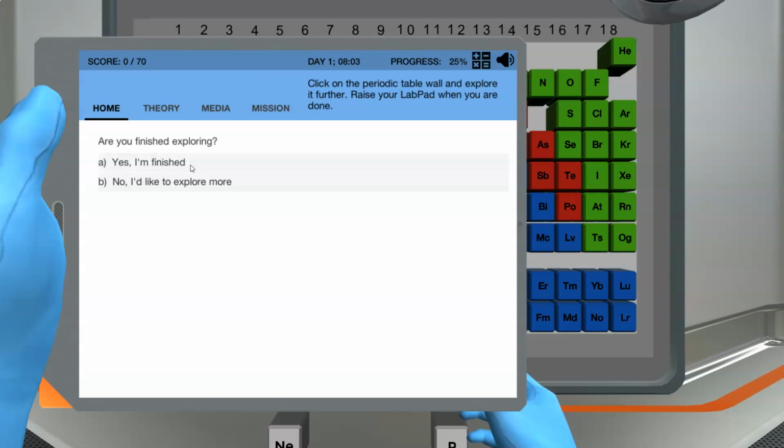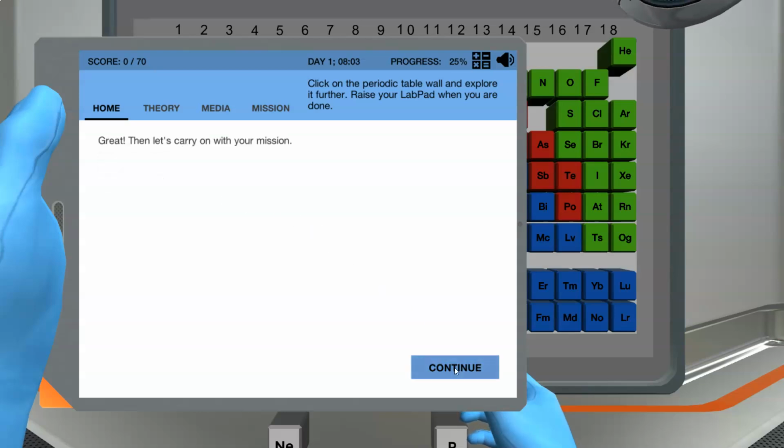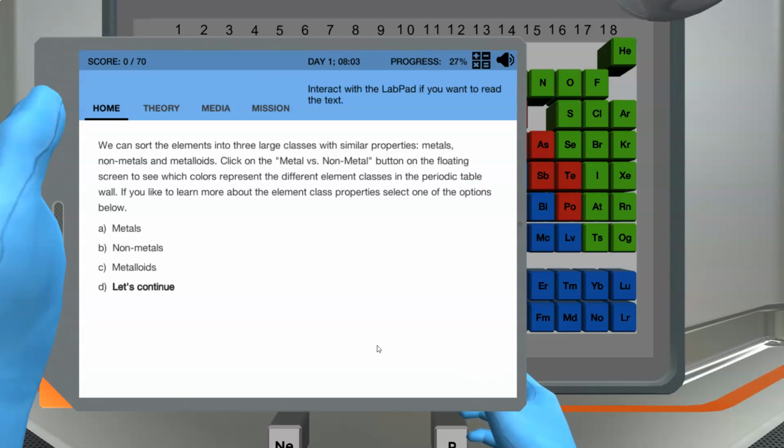Are you finished exploring? Great. Then let's carry on with your mission. We can sort the elements into three large classes with similar properties: metals, non-metals and metalloids. Click on the metal versus non-metal button on the floating screen to see which colors represent the different element classes in the periodic table wall. If you like to learn more about the element class properties, select one of the options below.